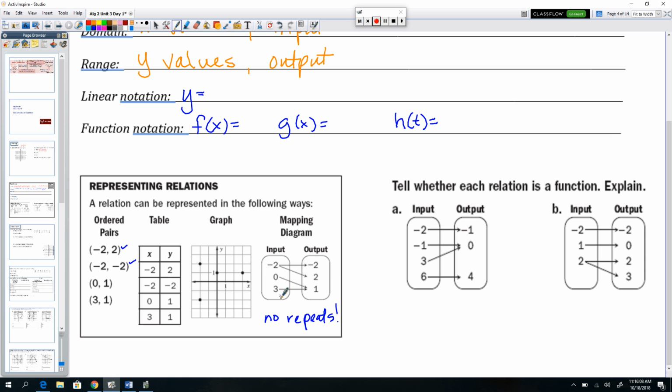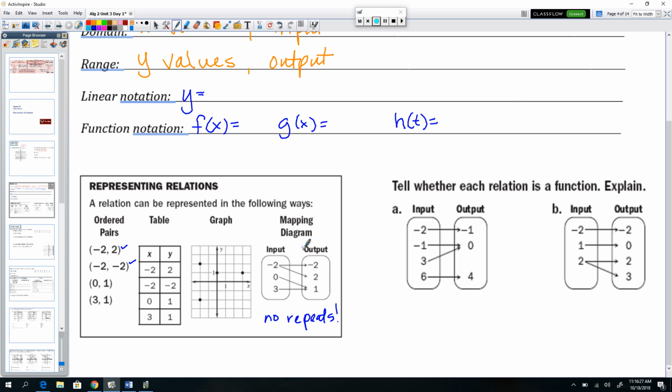So this mapping diagram consists of a bubble for input, a bubble for output, no repeats, and then an arrow that comes from the input to the output. On the quizzes, I take off if I don't see arrows going in the right direction, if I see repeats in the bubbles, okay? And of course, if they don't match up with what our original ordered pairs were.